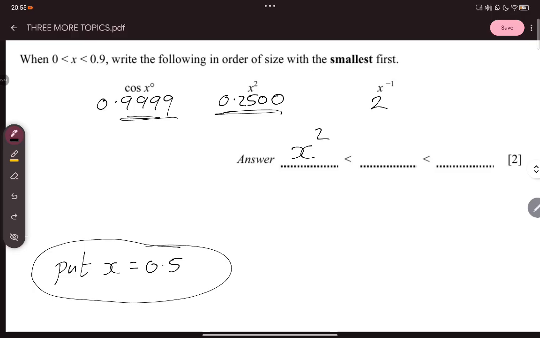The 0.999 there, the cosine x. In fact, of course, the biggest number that cosine x can be is 1, isn't it? And if x is a positive number between 0 and 0.9, then cosine is going to be something positive as well, isn't it, between 0 and 1. So cosine x degrees, and then the biggest number there, they do say smallest first, so x to the power negative 1 in this case is 2.